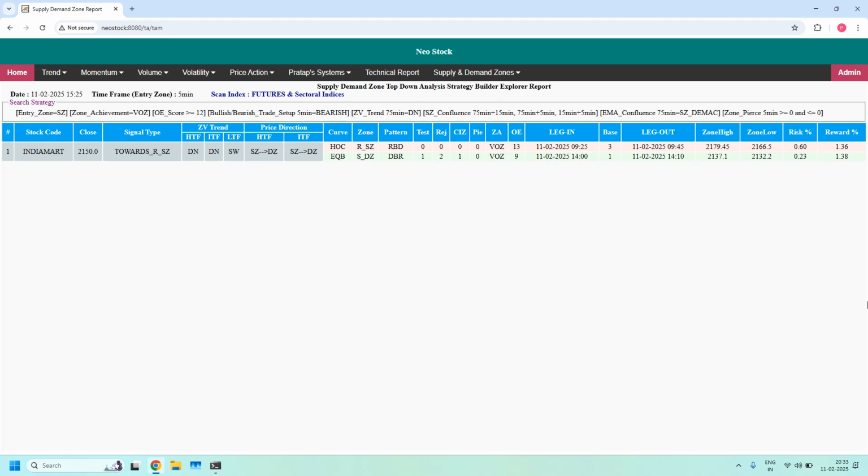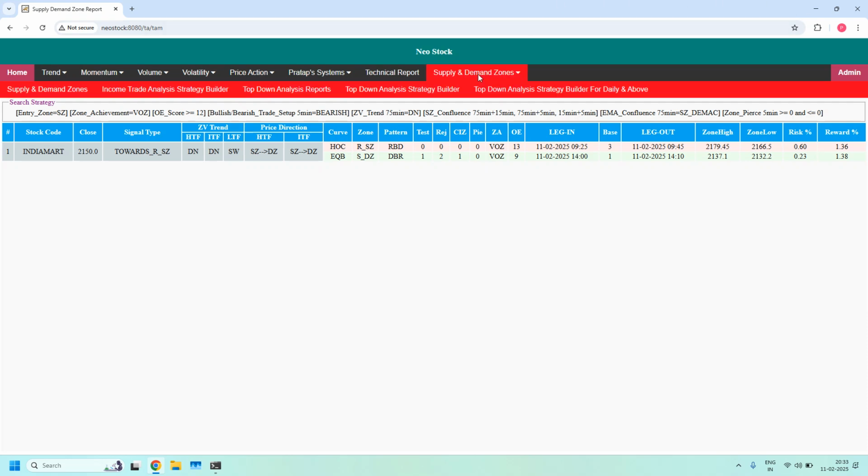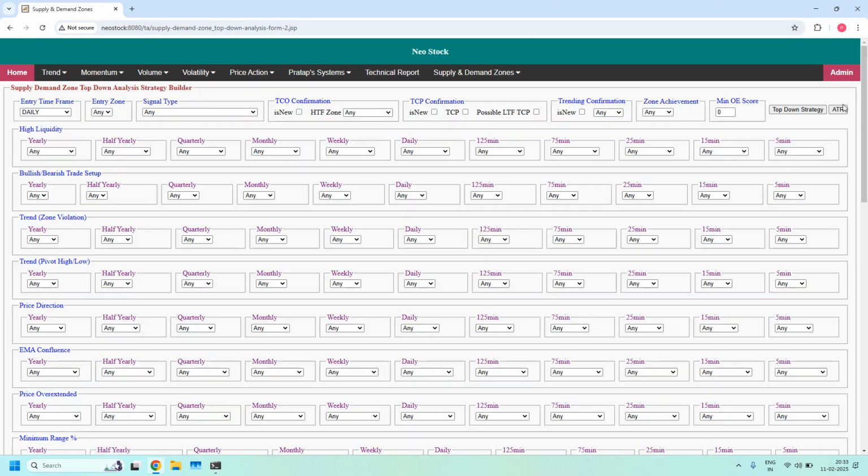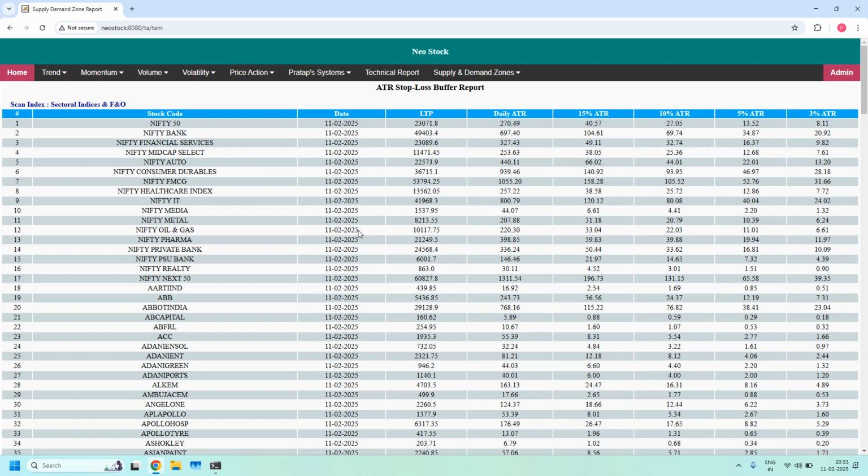So with this we have completed all the income trade reports, and in the final report let us generate stop buffers based on daily ATR. So these are the daily ATRs and their stop buffer values. First 17 in this list are indices, remaining all are equity stocks. I am scrolling the list down. Whichever stock you want to refer to, there you pause the video. Okay, I am scrolling the list down.